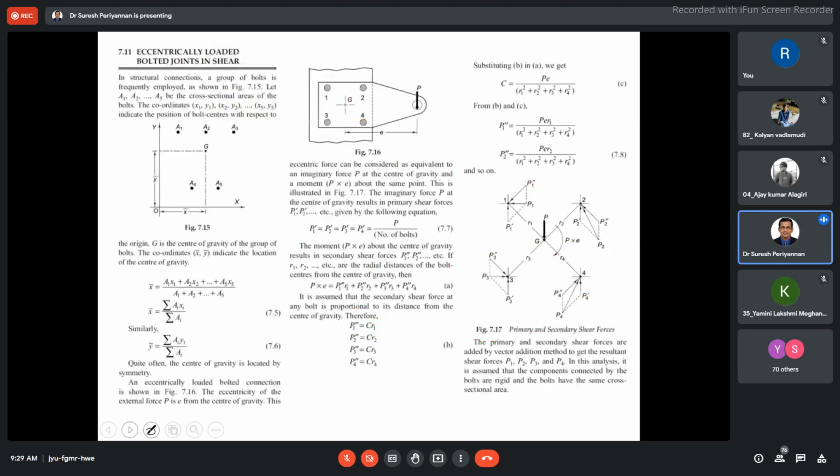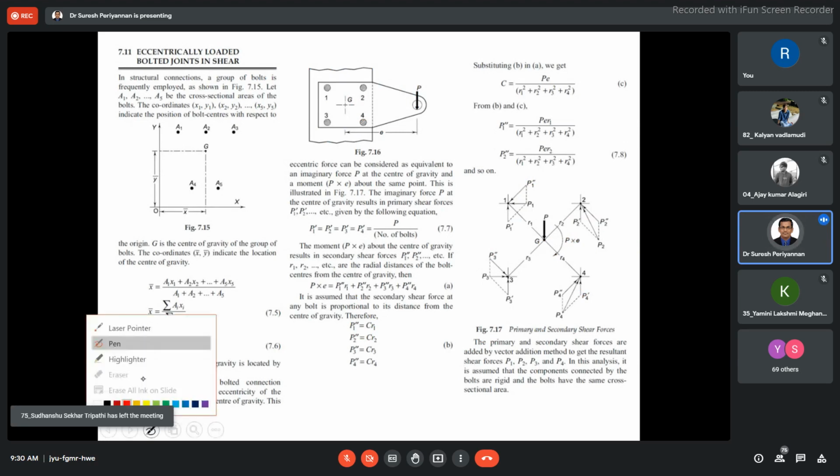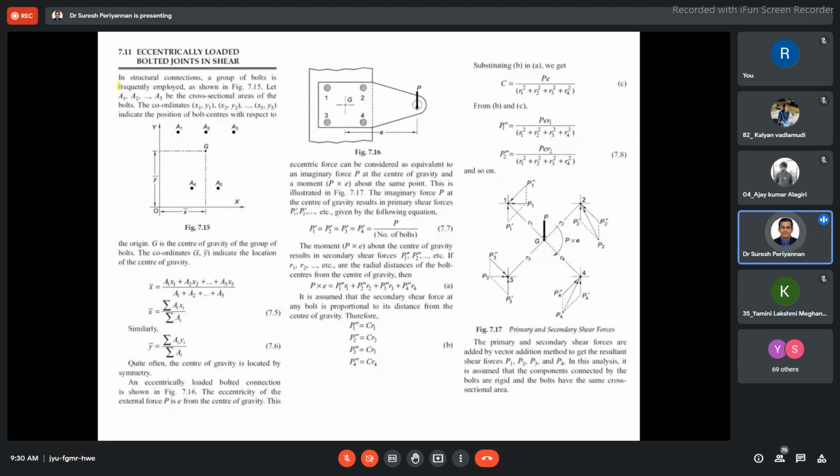Now we come to the eccentrically loaded bolted joints in shear. We are using multiple bolts and nuts in the components, not only a single bolt and nut, in proper orientation, right? That's what we should discuss. For example, they have given here that in structural connections, a group of bolts and nuts are frequently used.